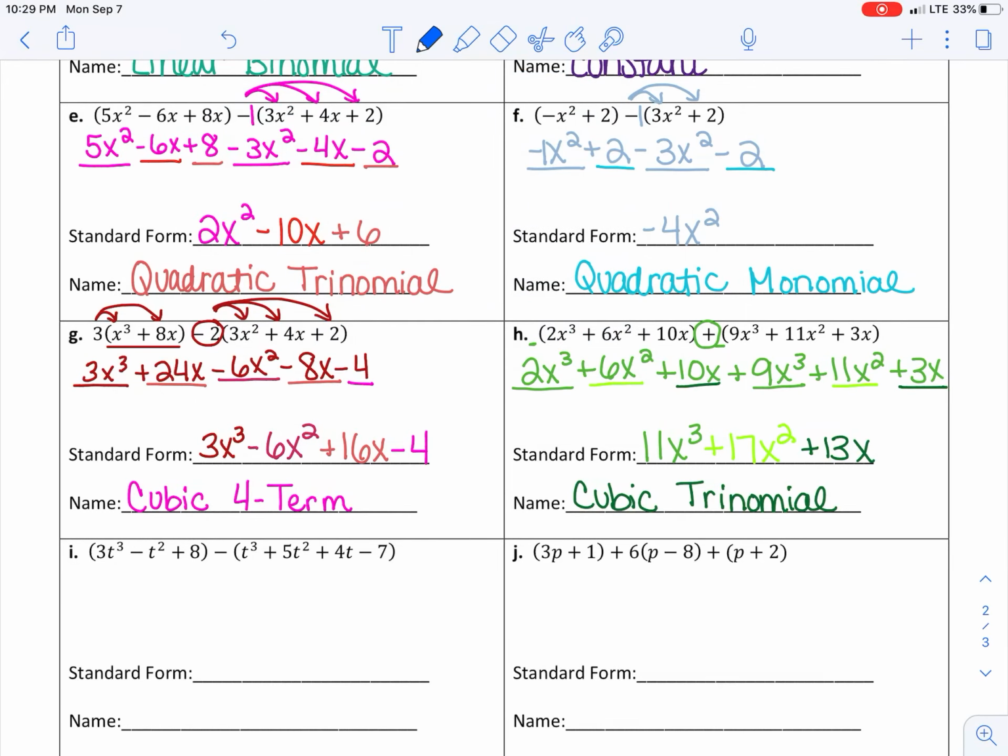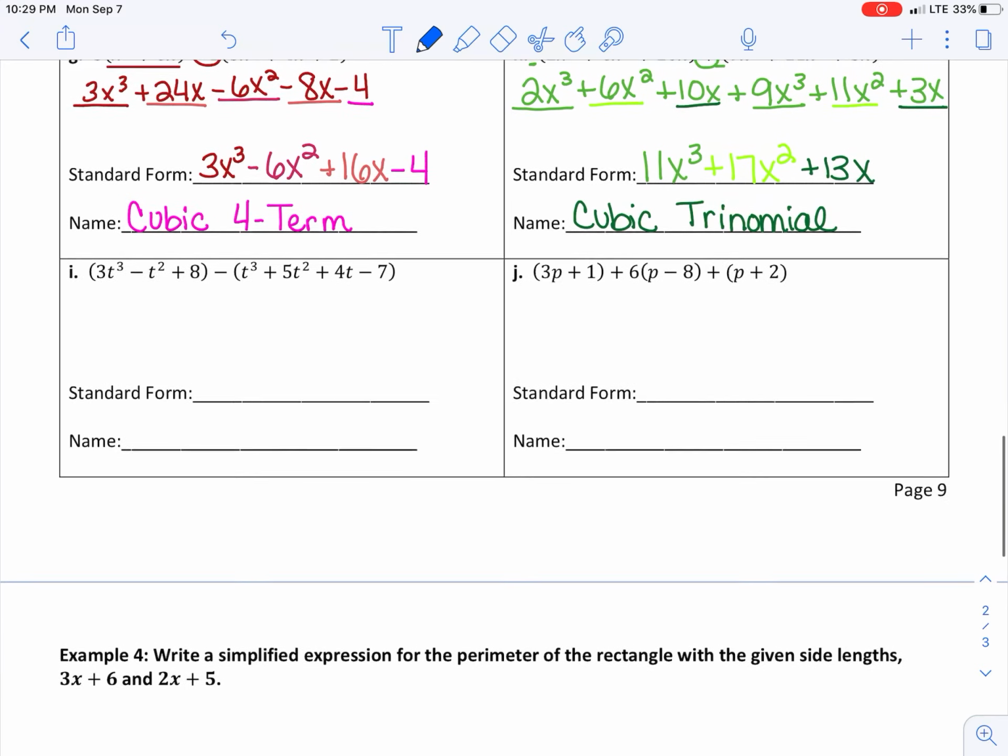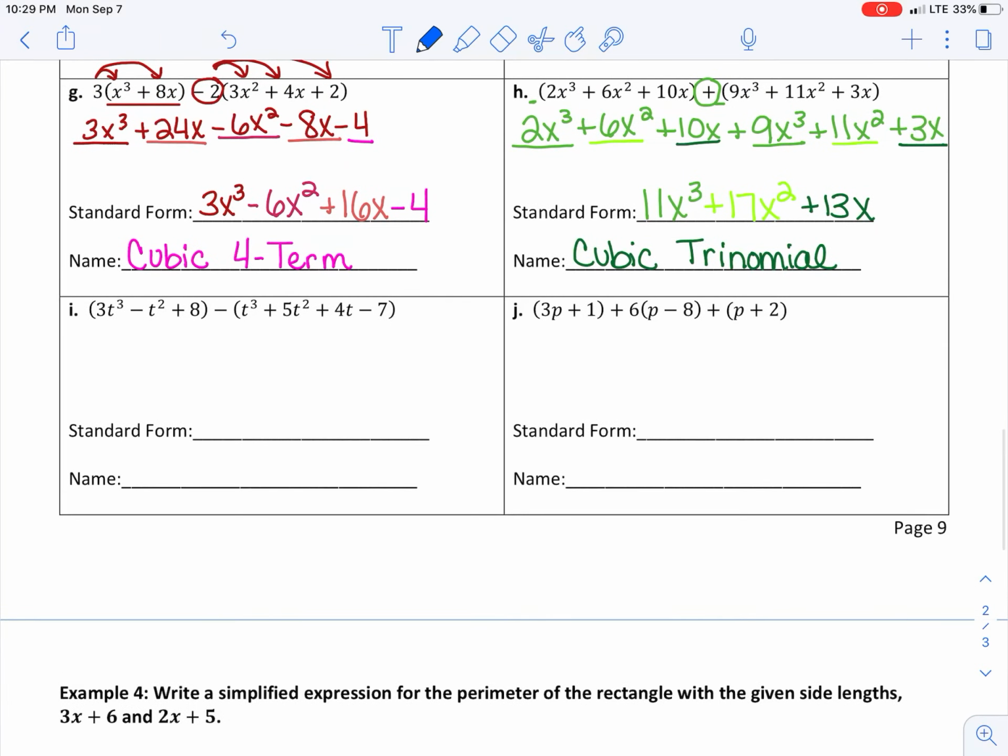All right. Looking at letter I, this time we have that negative sign here. There's no numbers in front of my parentheses, so this is just like a -1. Okay, everything in front of that negative, we're just going to rewrite. And then that -1, let's go ahead and distribute that. So again, it changes all of the signs for every term inside that parentheses.